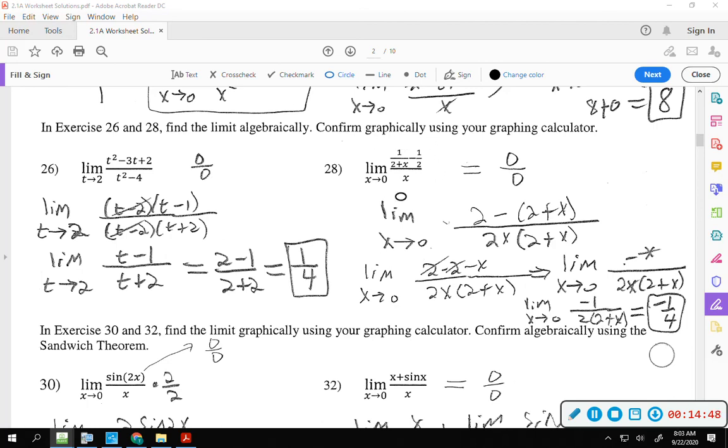We need to be prepared for this type of limit as well. Don't expect that it's always just factor and cancel. A lot of times we'll start off with this rational situation like this. And this is going to help us immensely at the end of this chapter when we're doing the definition of the derivative. Okay?